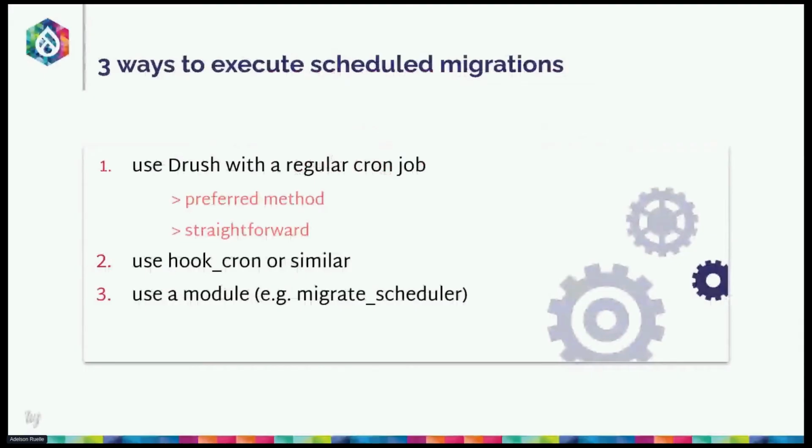So to execute scheduled migrations, you've got a couple of ways to do that. The one solution that we use the most is a simple cron job launched from a regular Linux crontab. That's usually what gets recommended the most in the Migrate Slack channel. And yeah, it never failed us, and we don't see us moving away from that solution.